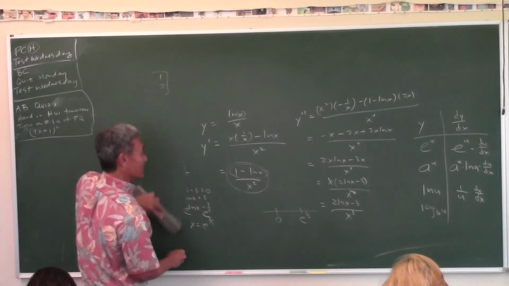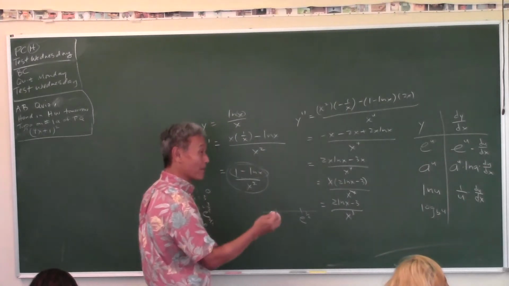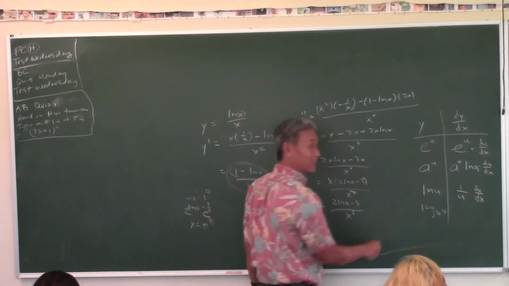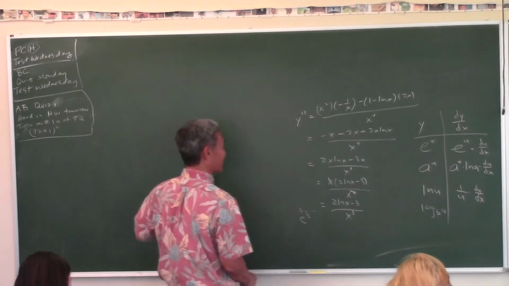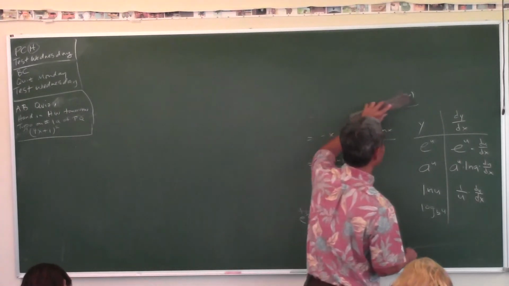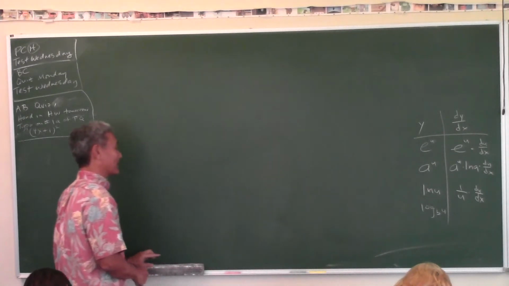Okay, so what about this rule? Now what is this a? A is a number that's not e. You know what I'm talking about? Like 2, 3, 5, pi, square root of 7. Any number that's not e. So here, something like this.